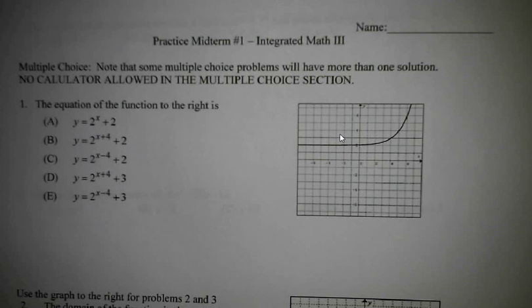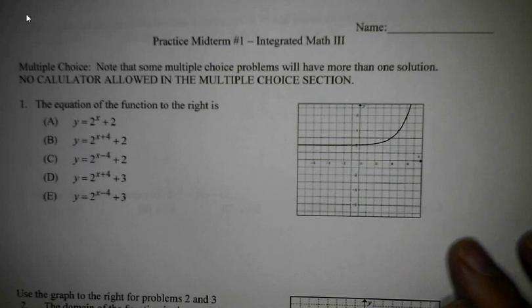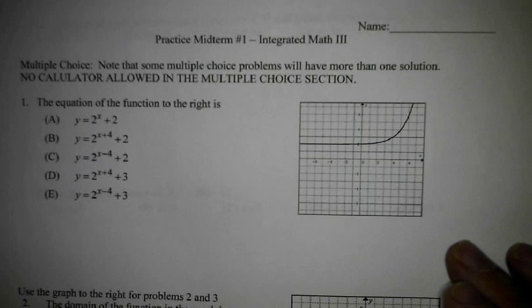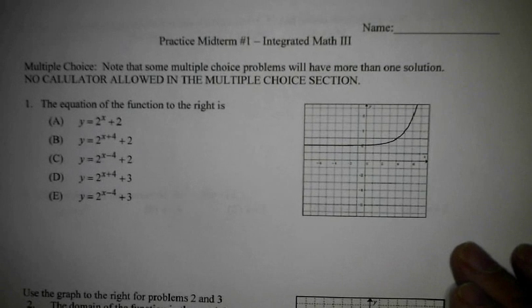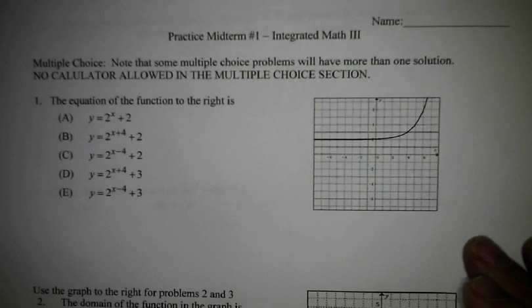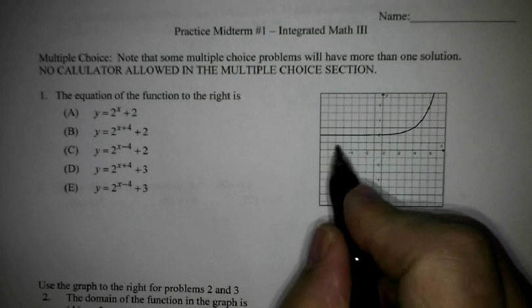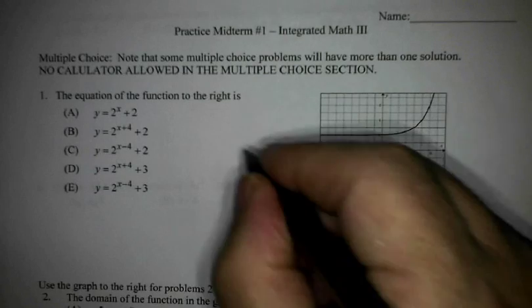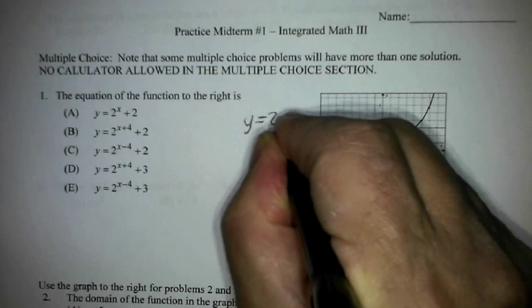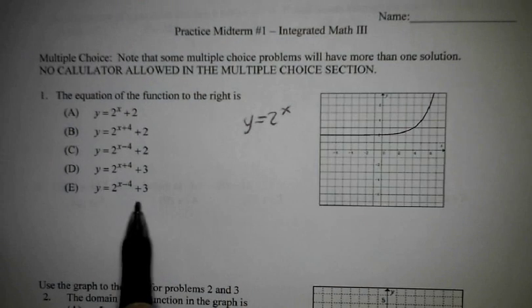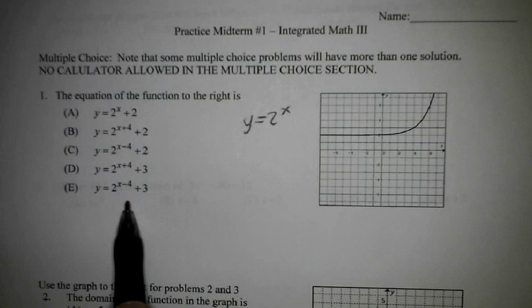Okay, we're going to look at the practice multiple choice for the Integrated 3 midterm. These are questions 1 through 5. So the first one deals with parent graphs. You got to recognize the parent graph right here, that is y equals 2 to the x. Now, if you didn't know that, it should be obvious because of all the answers.